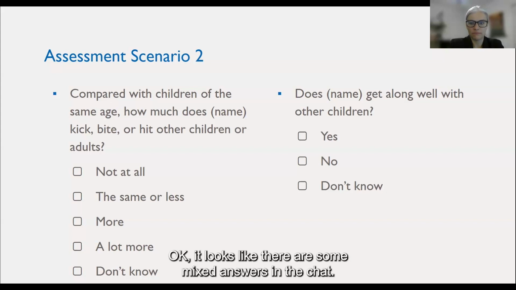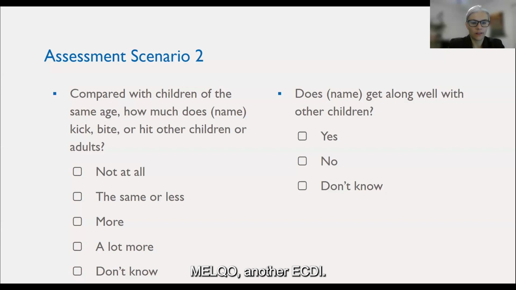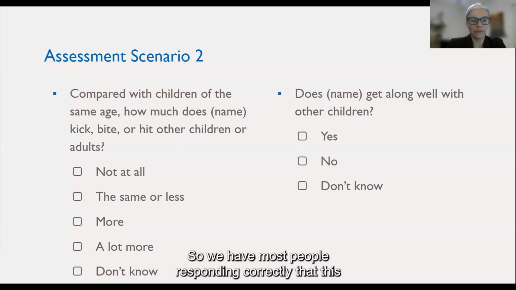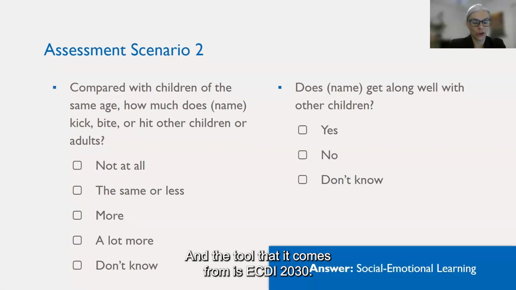Okay, it looks like there are some mixed answers in the chat. We have one vote for ECDI 2030 and IDELA, another ECDI, a MELCO, another ECDI. Can we see the responses? Yes. Okay, so we have most people responding correctly that this measures social emotional learning. That's correct. And the tool that it comes from is ECDI 2030.